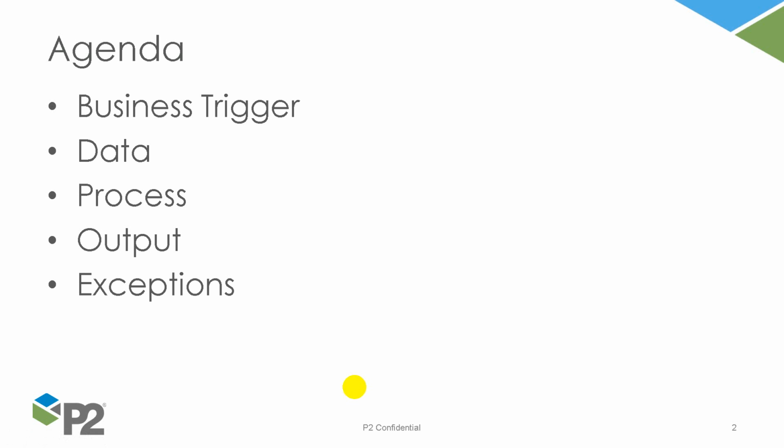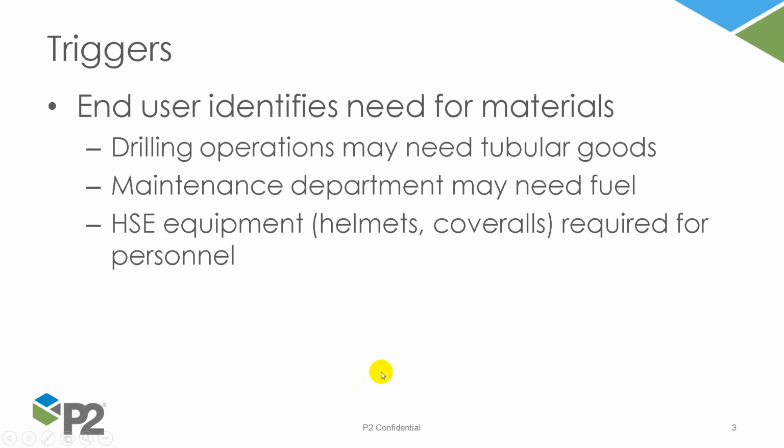In this case, data would be organizational data, master data, and transactional data. Then we'll look at the process itself, how it flows, what the outputs of the process are, and if there are any exceptions. The trigger that initiates the process is an end user identifying the need for materials.